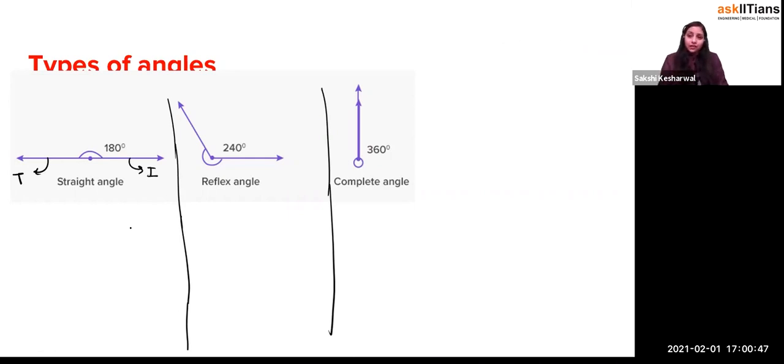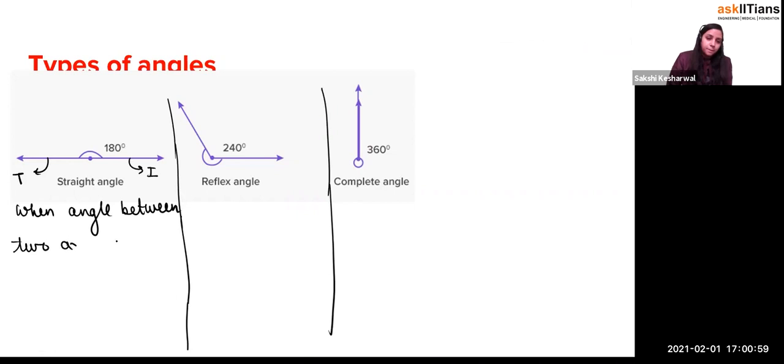So we say that when the angle between two arms is 180 degrees, here is 180 degrees, right? An angle of 180 degrees is called a straight angle, right? Straight angle.